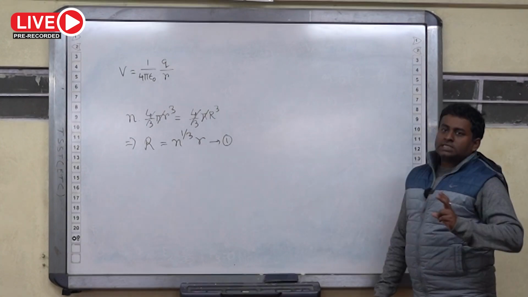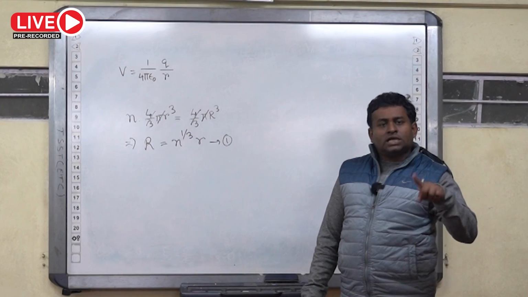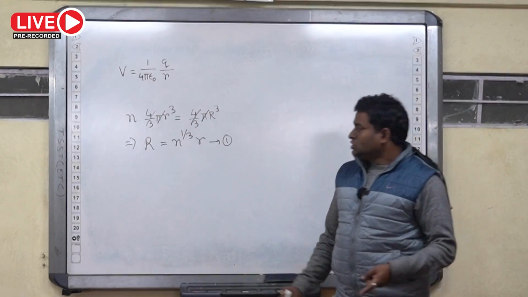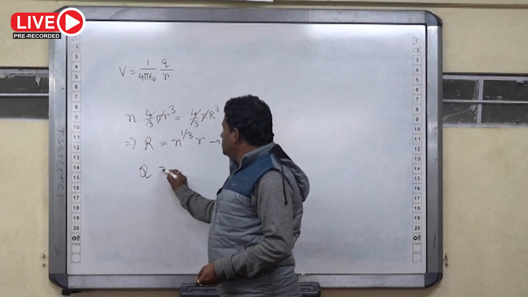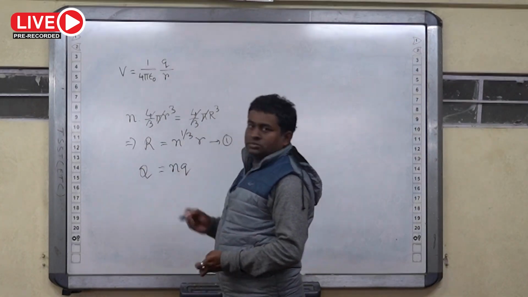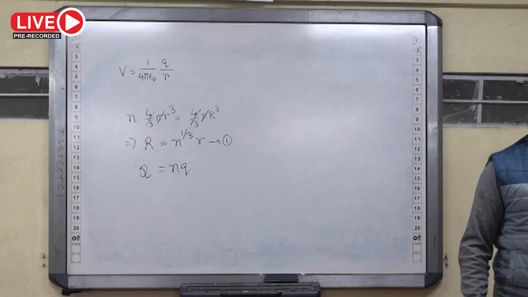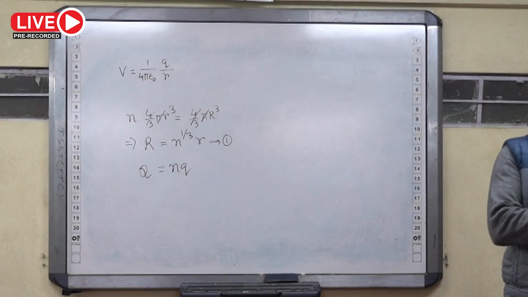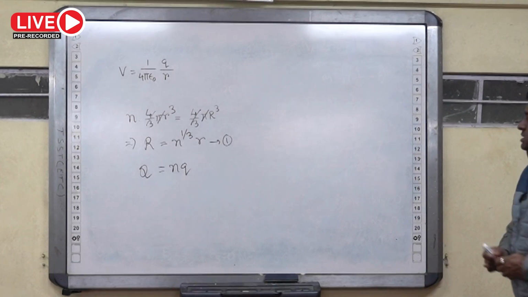So when all such n droplets combine, their total charge also combines. So if the new droplet's total charge is capital Q, then this will be n times small q, because charge is conserved. So the total amount of charge is nq. That is the total charge of the bigger droplet.